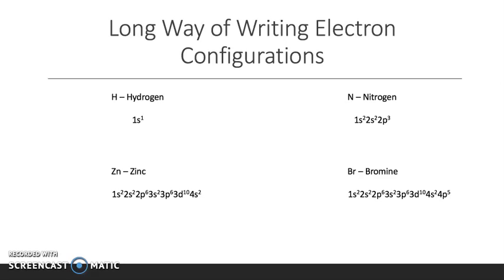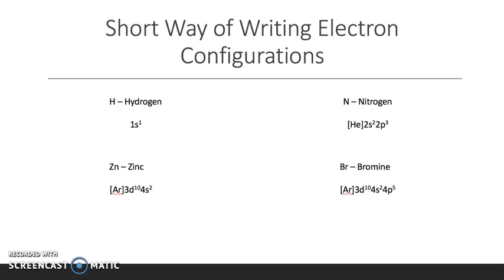And since bromine is the 5th element of that p block, and we know that the p can hold up to 6, we're going to say that is 4p5. So the full electron configuration for that one is 1s2, 2s2, 2p6, 3s2, 3p6, 3d10, 4s2, 4p5. Pretty long, it's a mouthful, but there's an easier way of doing this. So let's look at the short way of doing this.